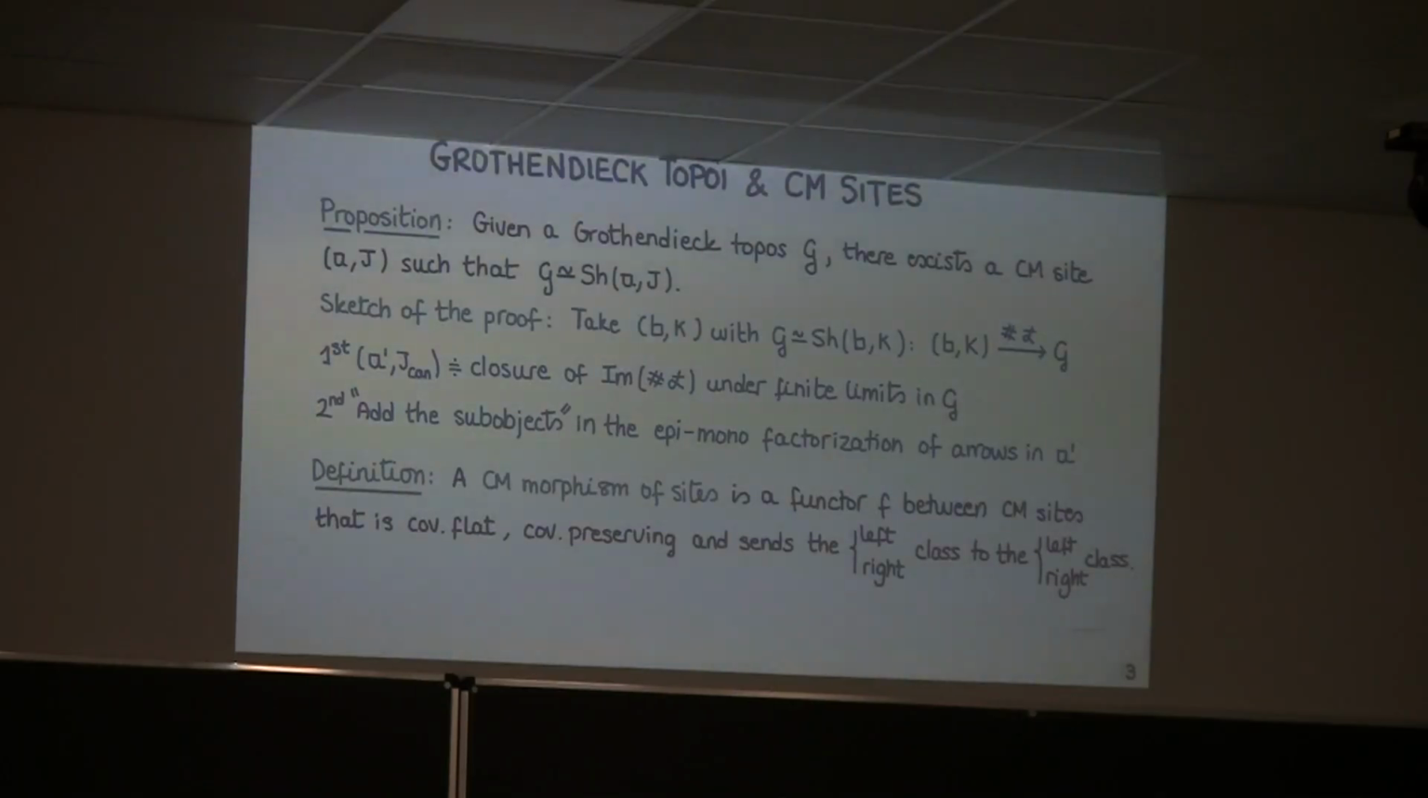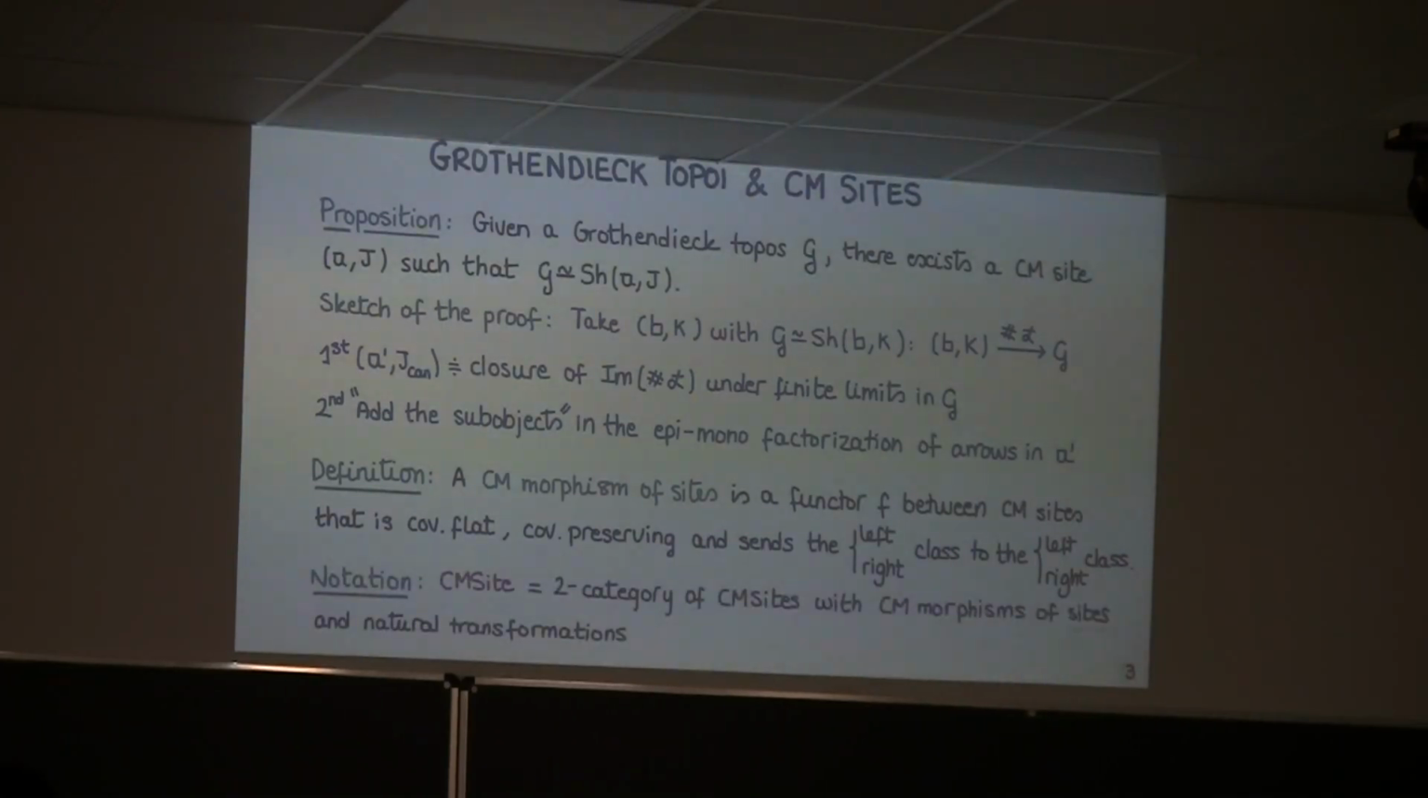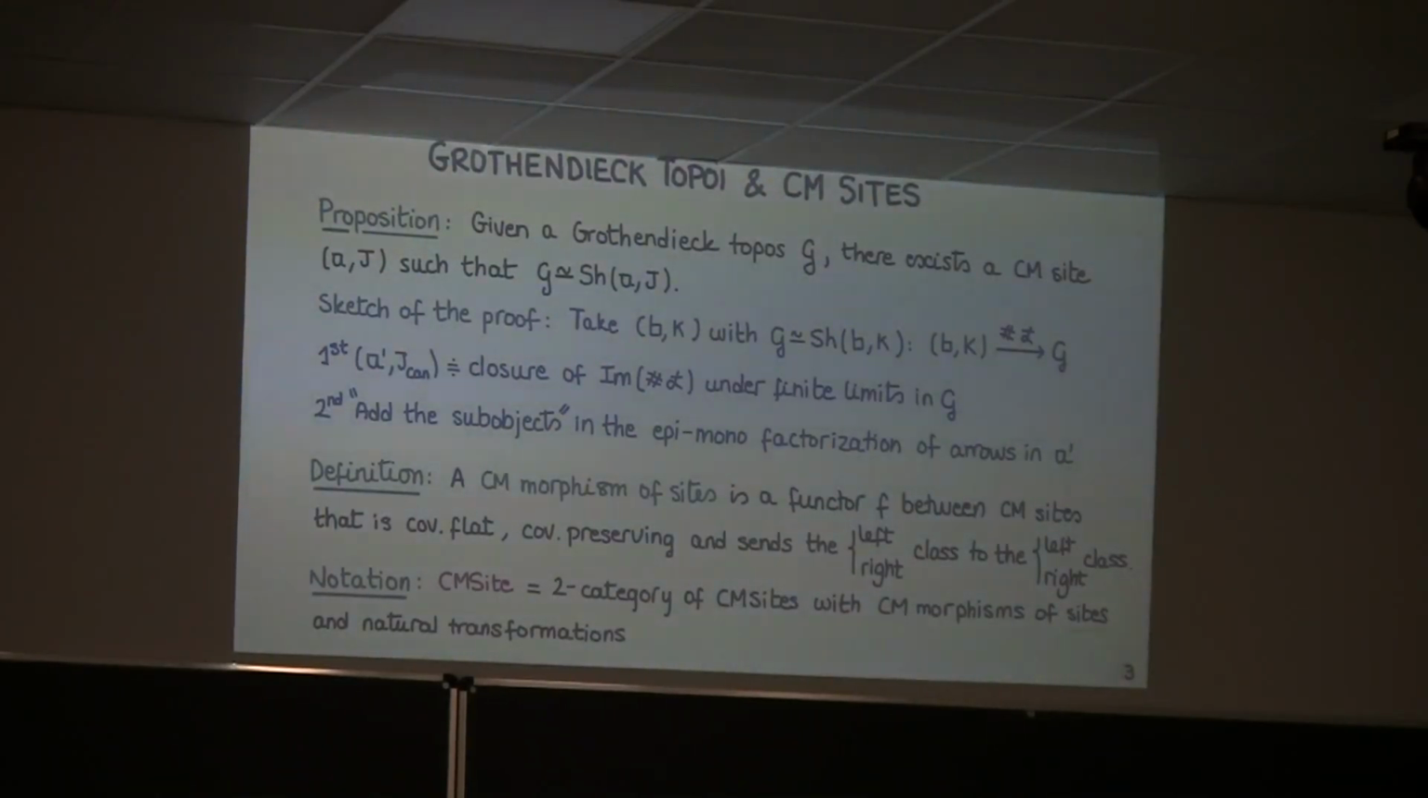And we can also define the suitable morphisms for them, which will be morphisms of sites, so covering preserving and covering flat. But in addition, we impose that they send the left class to the left class and the right class to the right class. And so we will denote CMSite the two-category of sites with these morphisms. And so this statement that we recover topoi at the level of objects can be pushed to a two-categorical statement.